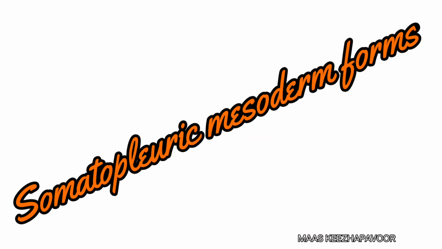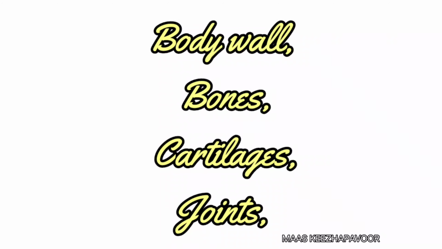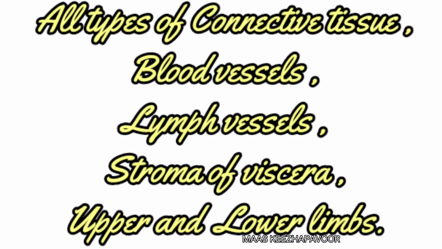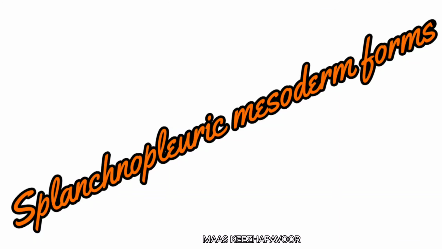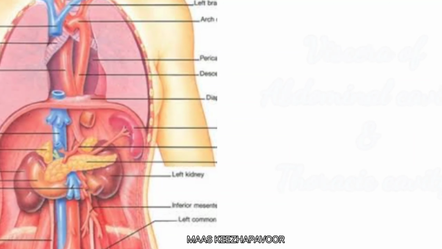The somatopleuric mesoderm forms the body wall, bones, cartilages, joints, ligaments, all the muscles, tendons, fascia, all types of connective tissue, blood vessels, lymph vessels, stroma of viscera, upper and lower limbs. The splanchnopleural mesoderm forms the viscera of abdominal cavity and thoracic cavity.